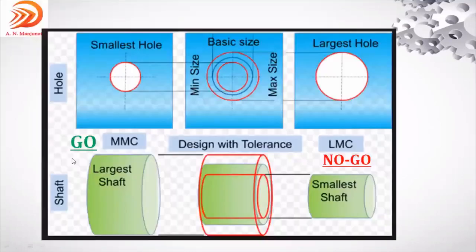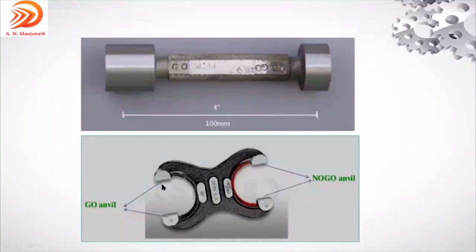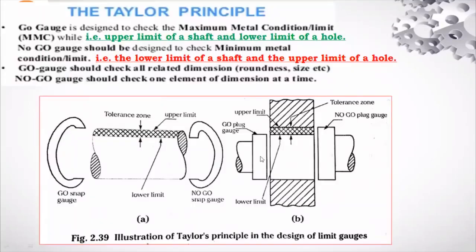Why is that C shape there? It is because this is the snap gauge. This portion is shown in the figure. Go is represented like this. No-go is another C. This is the plug gauge, which is shown in the second figure. This is the hole; the first figure is the shaft and the second figure is the hole. For a hole, obviously they use the plug gauge. You can see in the figure, one side is shown as the go plug gauge and the other side as the no-go plug gauge.